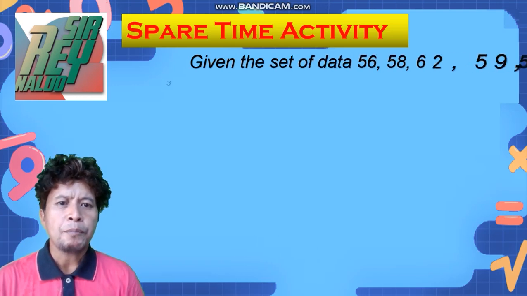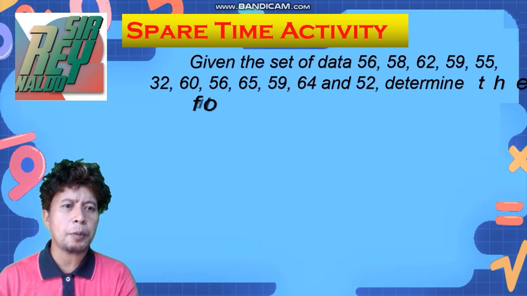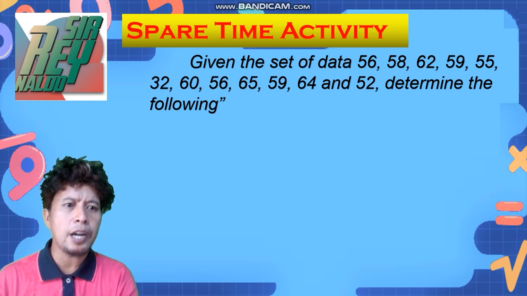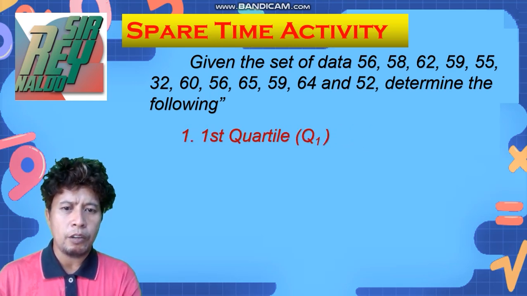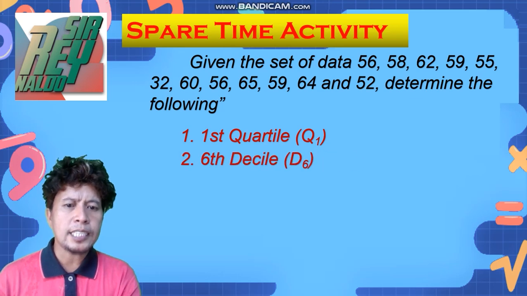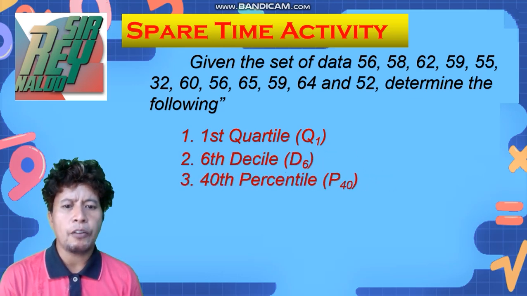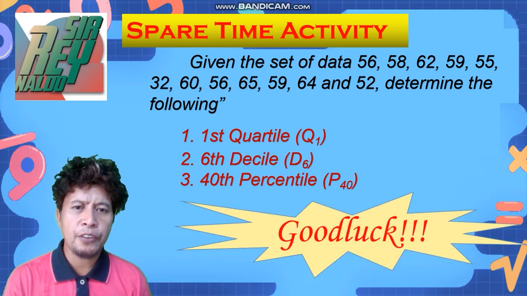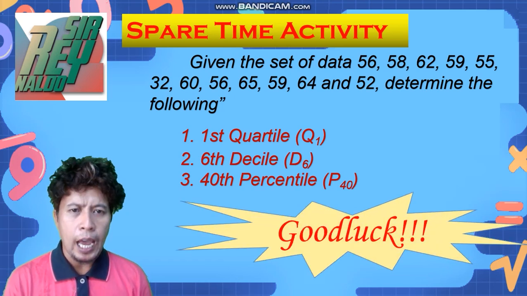So we have given the set of data 56, 58, 62, 59, 55 until there. Determine the following. Okay, the first quartile, the sixth decile, and the 40th percentile. So, good luck everyone for this simple activity.